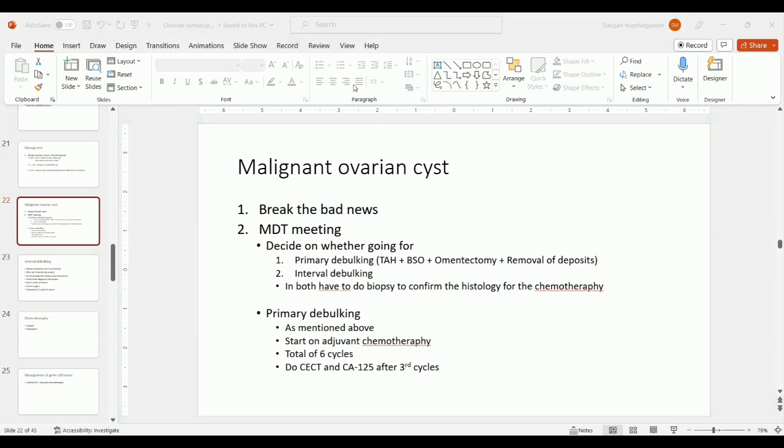How we do the 6 is, usually we give 3 initially. After giving 3, we usually do a CECT and CA-125 to see the success of our chemotherapy. After seeing that result, we give the other 3, only if needed. That is what we mean by primary debulking. We are opening the abdomen, doing the surgery, removing the deposits, closing the abdomen, and giving the chemotherapy. So you got it?